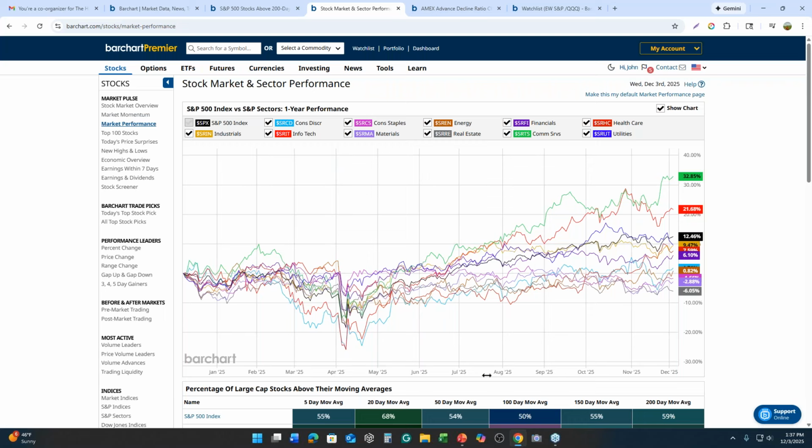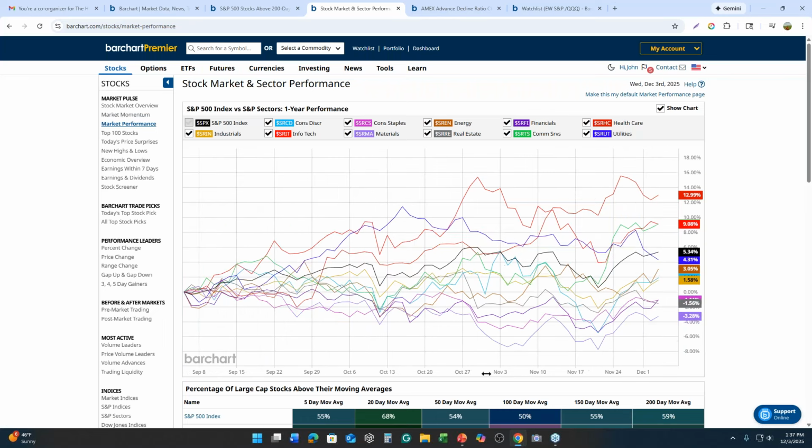So let's look at 3 months. In the last 3 months, we can see that our communication services and tech are still leading, but what we see now is healthcare has come into the picture, as well as utilities. Both healthcare and utilities in terms of sectors are more value or defensive. So what we might be seeing is a little bit of a rotation out of those.